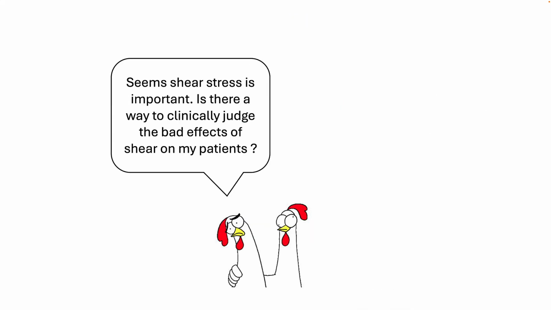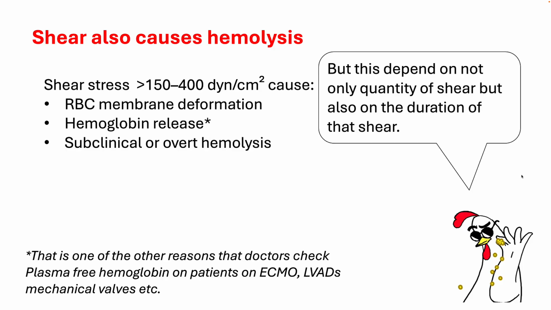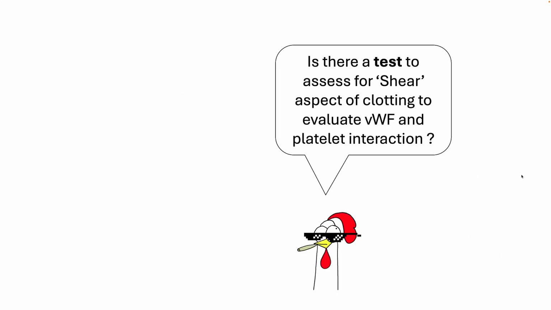So is there a way to clinically judge the bad effect of shear on a patient? Well, shear also causes hemolysis. So you can use the plasma-free hemoglobin or haptoglobin to figure out if you are dealing with problem with high shear stresses. This can add to your clinical suspicion because hemolysis can be easily tested. However, the hemolysis also depends upon the duration of shear, so it may not always correlate that well.